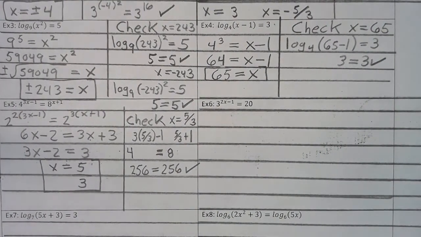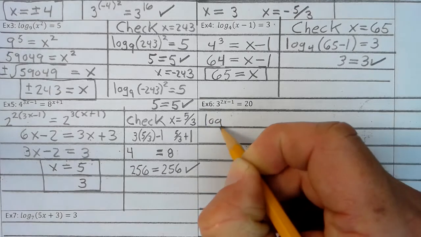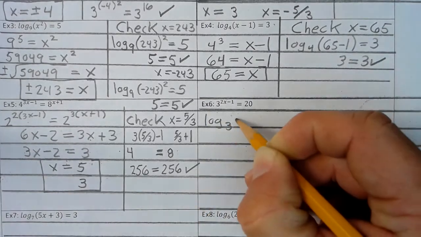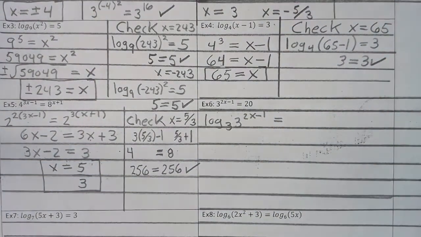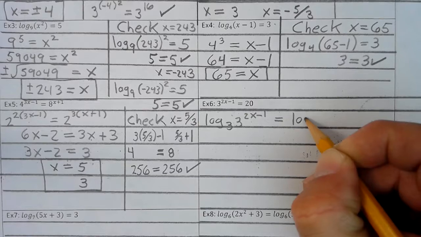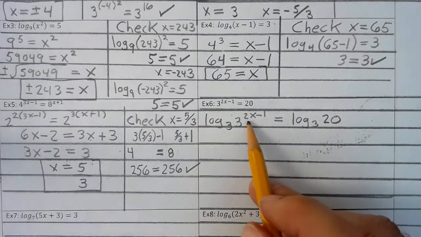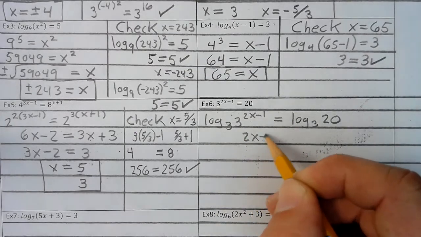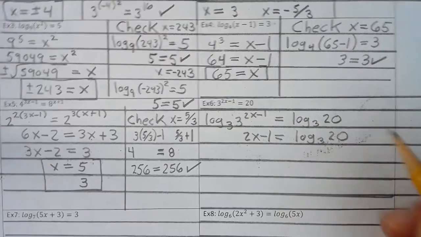All right, so now example 6. Now example 6, you're going to take the log of base 3 to both sides. So you have log base 3 of 3 to the 2x minus 1. Remember, we did this because this will become 1 here, and we're left with 2x minus 1. But what you do to one side, you have to do to the other. So we're going to do log base 3 of 20. So this becomes the power of 1, so you're left with 2x minus 1 equals log base 3 of 20.